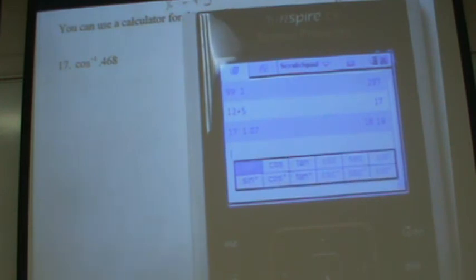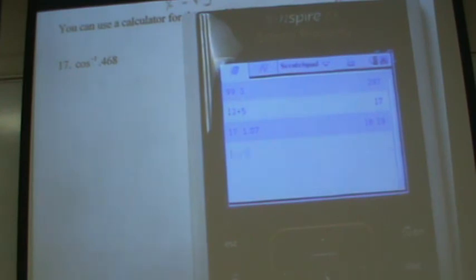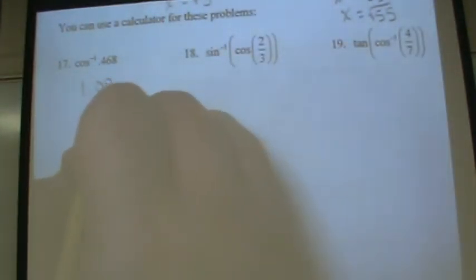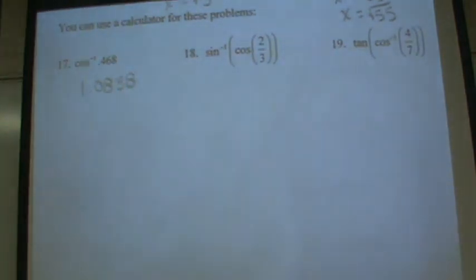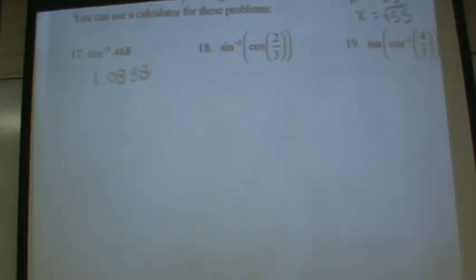Now when you go to calculate, for number 17, we're doing the inverse cosine of 0.468. So there's a trig button on the Inspire, and we want the inverse cosine. So we'll hit enter, and then plug in 0.468, and hit enter. So for this one, we end up getting 1.0838. You want to have 4 decimal places, please.